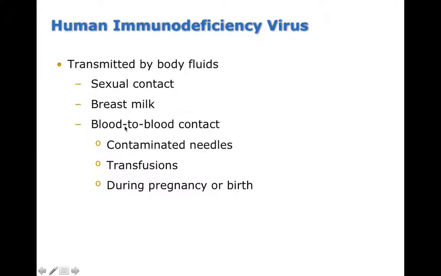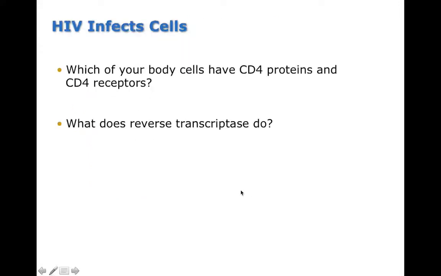And so where an individual might encounter blood-to-blood contact would be things like using contaminated needles, having transfusions, where there might be HIV in the transfused blood, and possibly even during pregnancy or birth, where HIV can be transmitted across the placenta, or it could be transmitted during labor, just because of ruptured tissues and that kind of stuff.